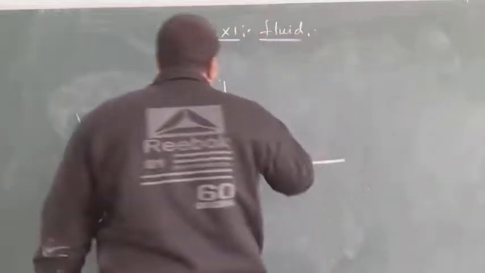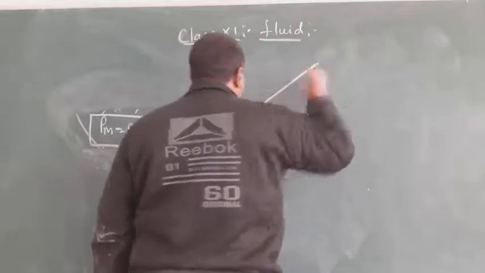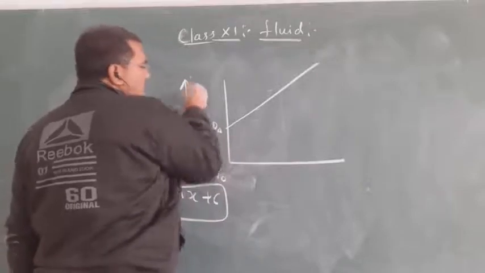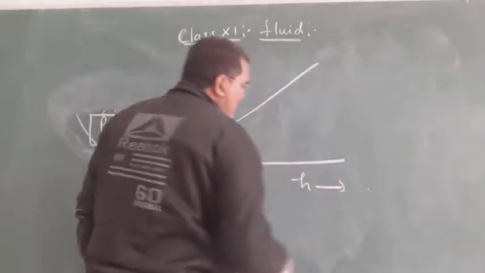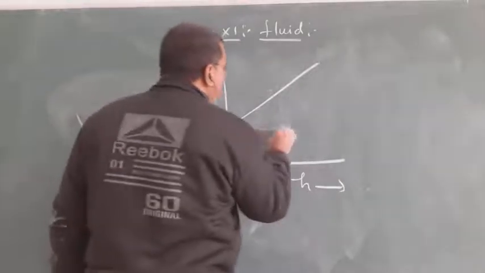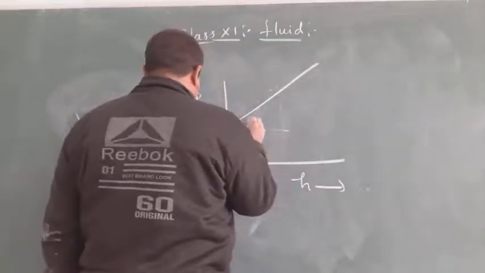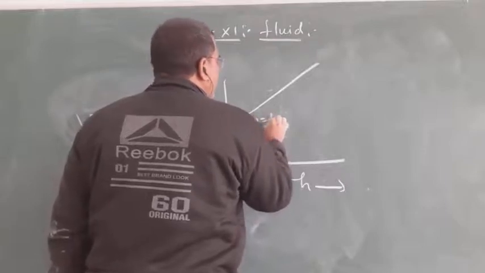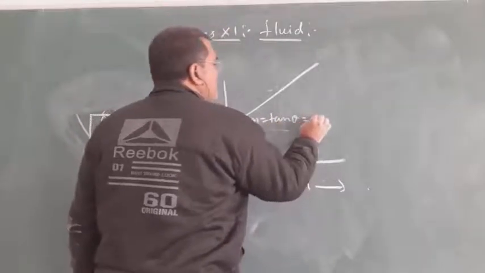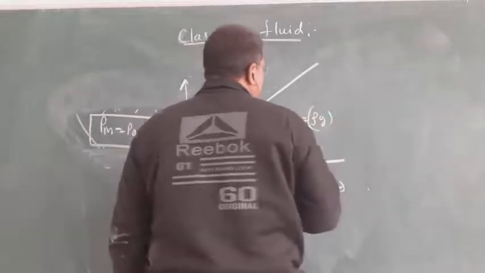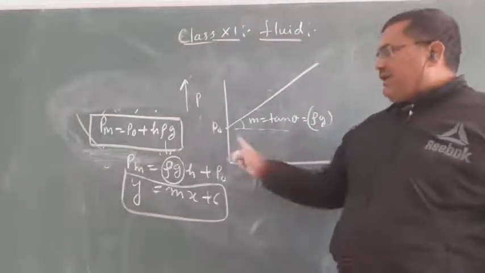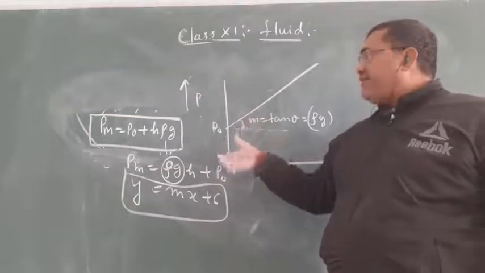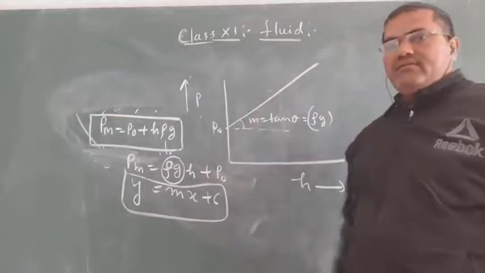So the graph will start from here. This is called P naught. This axis is P and this axis is h. This is the slope, theta, and m equals tan theta, that is rho g. This is the positive slope and positive intercept. So pressure varies linearly with height. This is the graph.